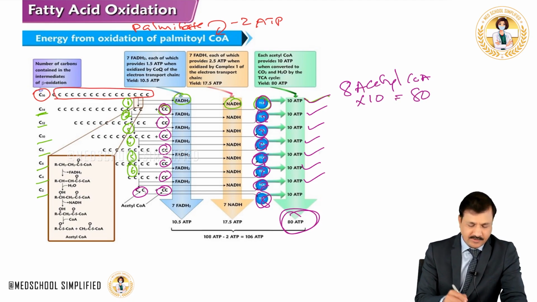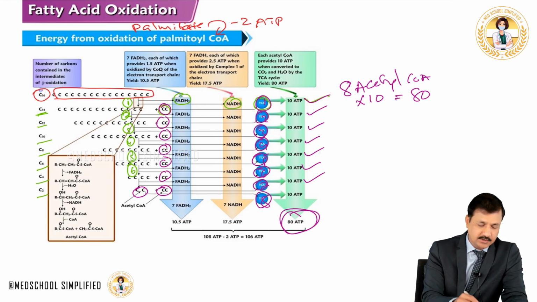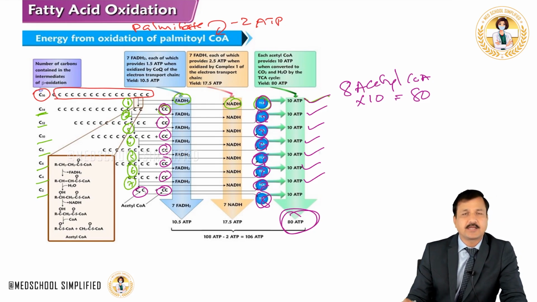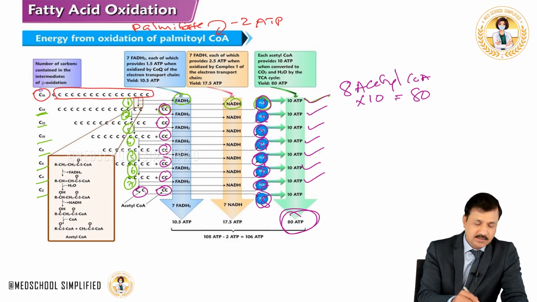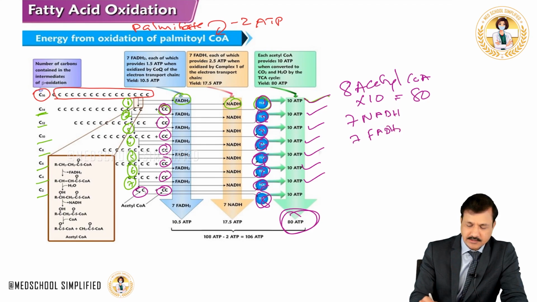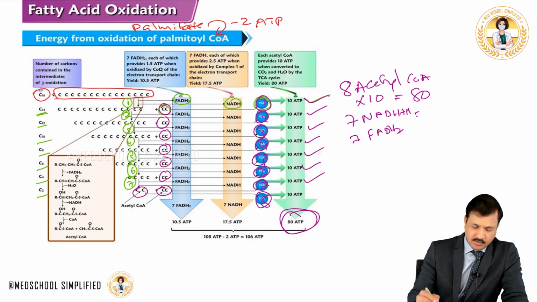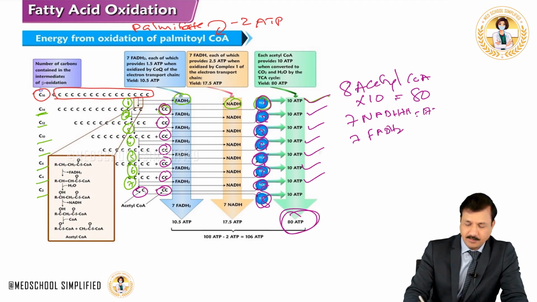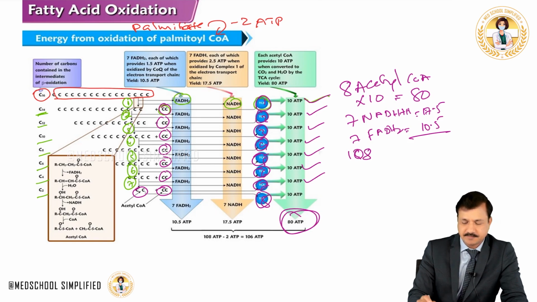And now there are 7 spirals, so it took 7 spirals to break 16 carbon palmitic acid into 8 acetyl-CoAs. Let's calculate ATP from there. 7 spirals means 7 NADH plus H plus 7 FADH2. 7 NADH will give you 17.5 ATP. 7 FADH2 will give you 10.5 ATP. If we add all these numbers together, we are going to get 108 ATPs.